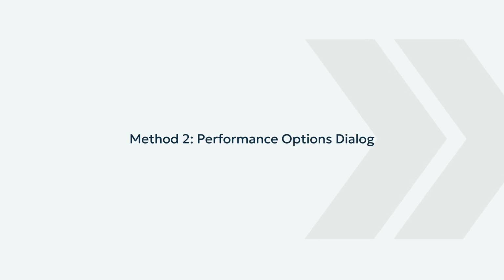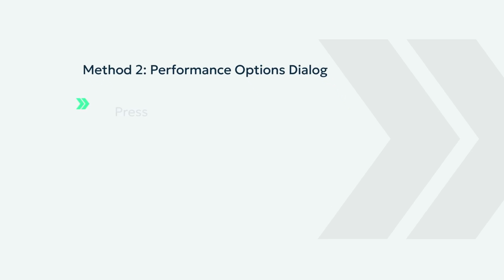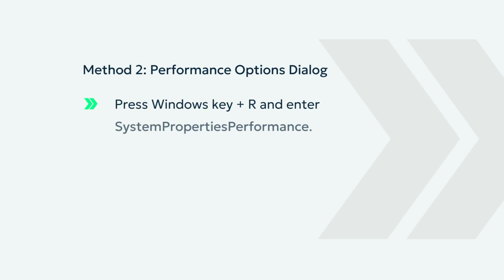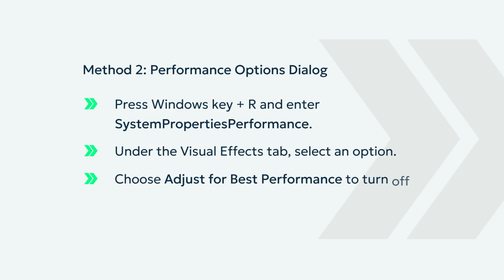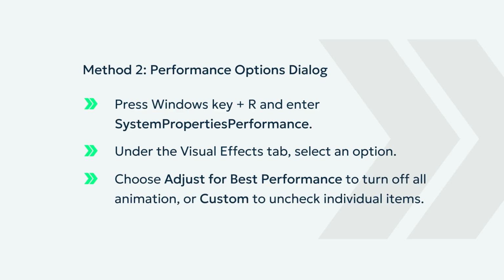Method 2. Performance Options dialog. For a broader control of visual effects, you can try the Performance Options dialog. Press Windows key plus R and enter System Properties Performance. Under the Visual Effects tab, select one of 2 options. To turn off all animation, choose Adjust for Best Performance. To configure selected effects, select Custom and uncheck individual items.